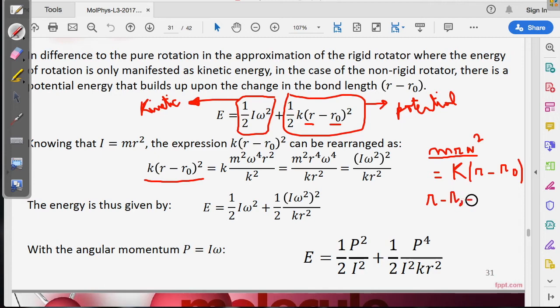So r minus r0 is simply m r omega squared over k. And this is what we have plugged in here, right? So (r minus r0) squared is m squared omega to the fourth r squared over k squared. Now what we have done is we have multiplied the upper part by r squared and the lower part by r squared. Why? Because we wanted to show up I.